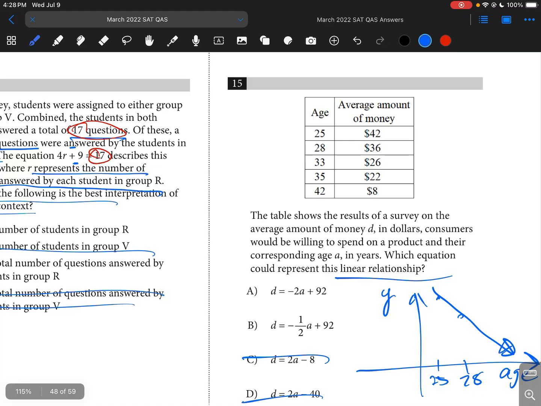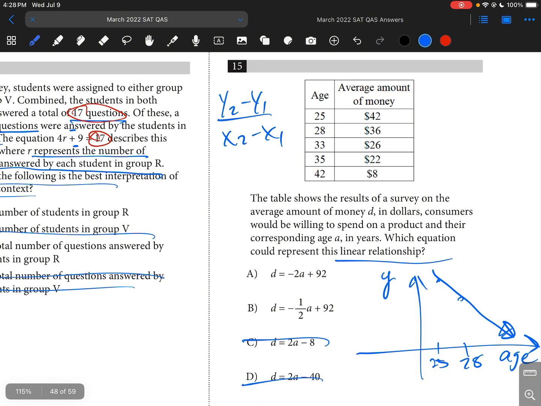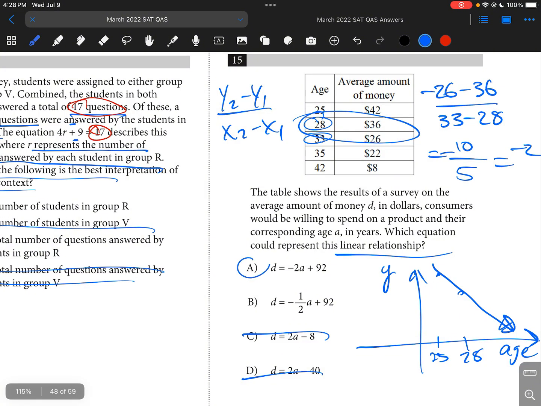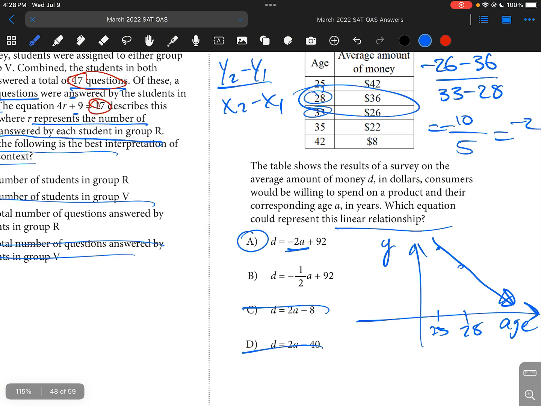It's like, okay, so how do you find the slope? Well, slope is y2 minus y1 over x2 minus x1. So let's just take something in the middle, like the ages 28 and 33. So if we say y2 is 26 and y1 is 36, and the corresponding x is 33 minus 28, you end up with negative 10 over 5, which is negative 2. So the only answer with that slope is A.